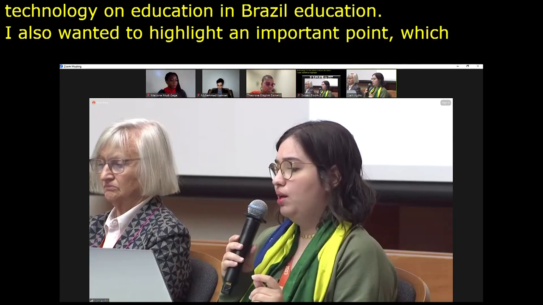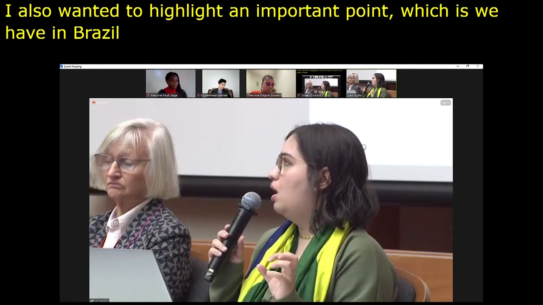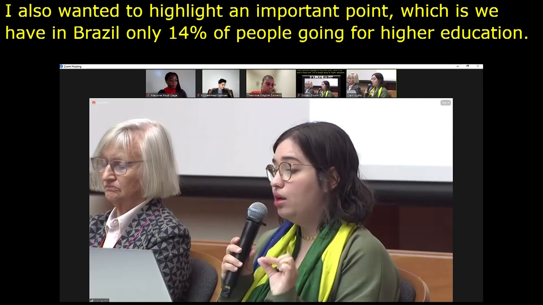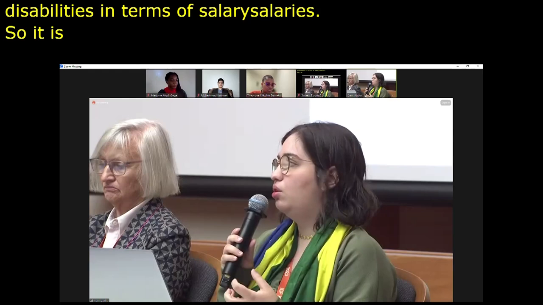of people with disabilities going for higher levels of education. So it's a really small number, 14% of all the people with disability. And also there is a wage gap of almost 25% less for people with disabilities in terms of salaries. So it's so unfair. And the law talks about it. We cannot have a wage gap in salaries, but it is a reality.